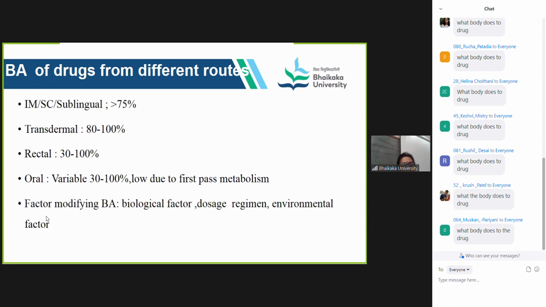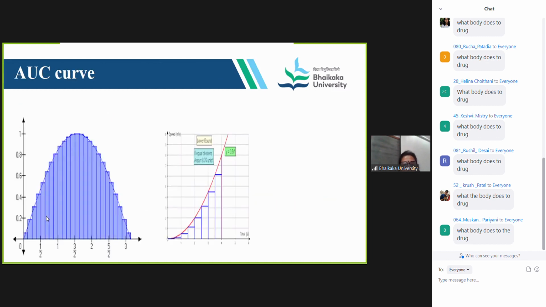There are factors which modify bioavailability. So which are the factors? The factors could be biological factors, the dosage regimen, and environmental factors. I wanted to show you this graph. You will interpret this graph during the practical class: what the AUC is and what the dose and route of a particular drug are.